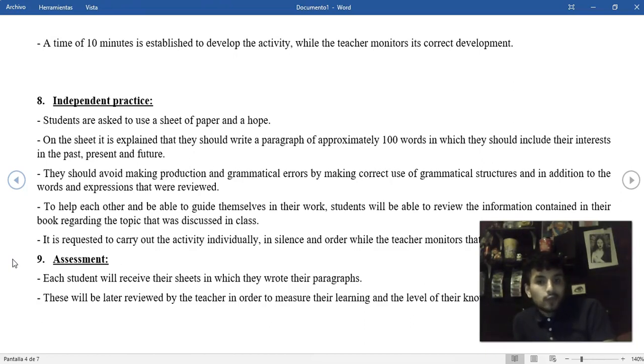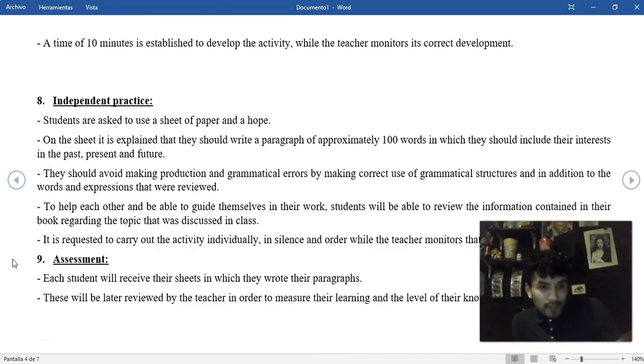Students will be able to review information contained in the work regarding the topic that was discussed in class. Yes, they can use the book and the information that they have here to do this activity to help them. It is requested to carry out the activity individually, in silence and order, while the teacher monitors.